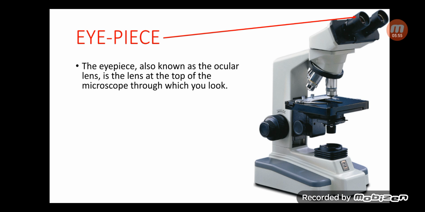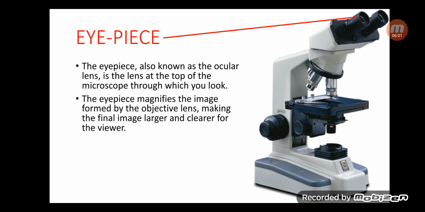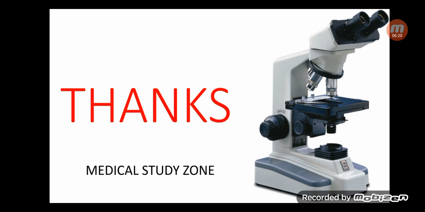The eyepiece is also known as ocular lens. It is the lens at the top of the microscope through which you look. The eyepiece magnifies the image formed by the objective lens, making the final image larger and clearer for the viewer. Types of eyepiece are monocular eyepiece, when there is only one eyepiece available for seeing, or binocular eyepiece, when there are two eyepieces available for seeing the specimen.